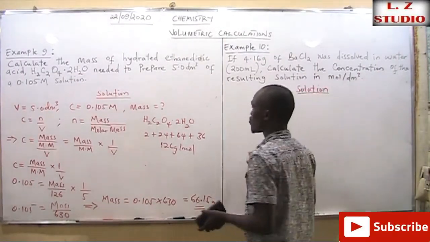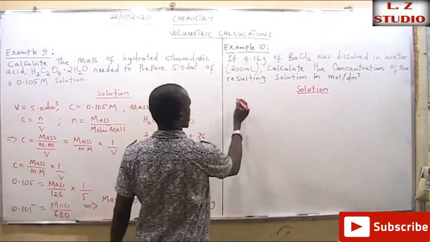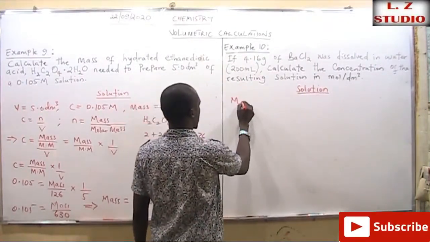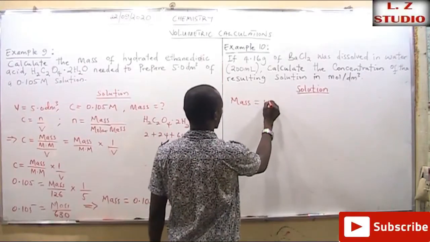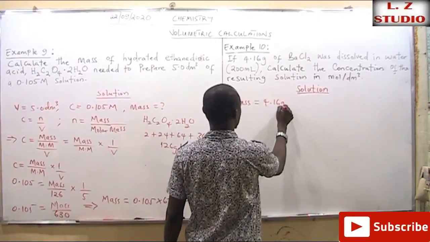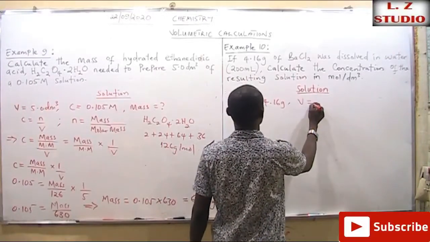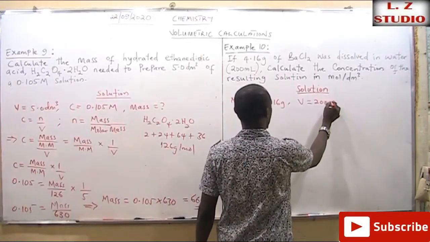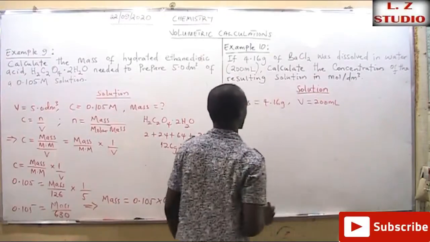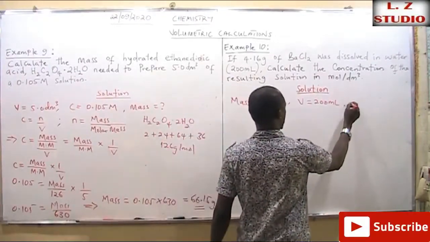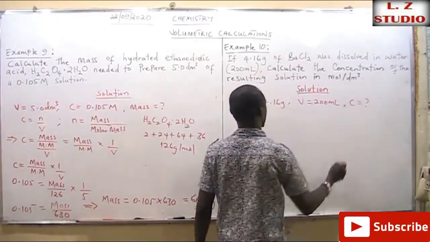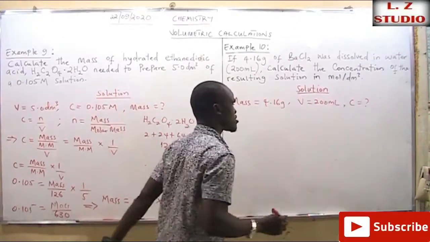So remember, we already have mass. Okay, so mass given is 4.16 grams. Then we have the volume given, which is 200 ml. So we have to calculate the concentration in moles per dm cube. So this volume has to be converted, divided by 1000.